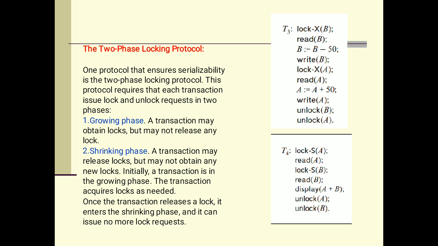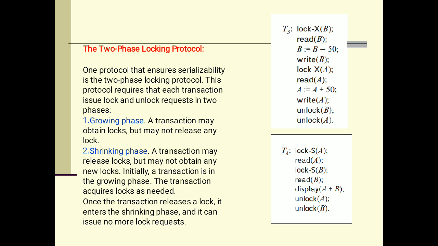So T3 is what? Lock X B, read B, B is equal to B minus 50, write B. Then lock X A, read A, A is equal to A plus 50, write A. Up to this point, in this transaction we have not unlocked any of the data items. We are just locking them, and at the end of the transaction we are unlocking those data items. Lock X B, then lock X A, and at the end we unlock them. In T4 also: lock S A, read A, lock S B, read B, display A plus B, unlock A and unlock B.